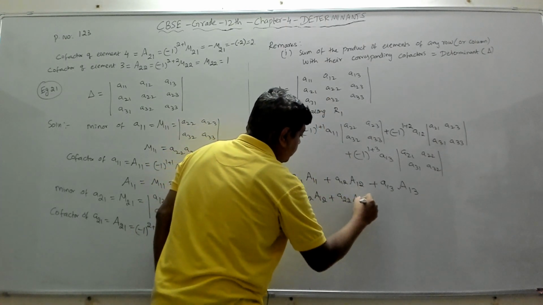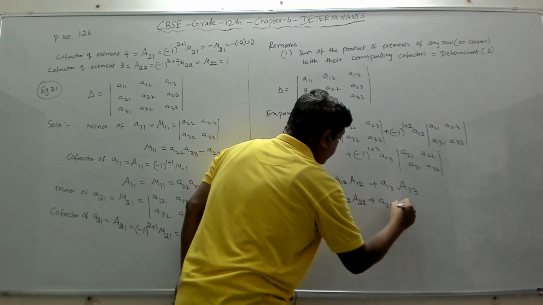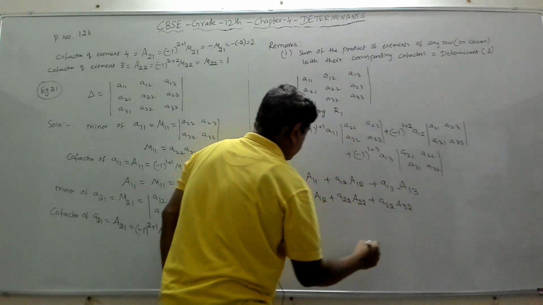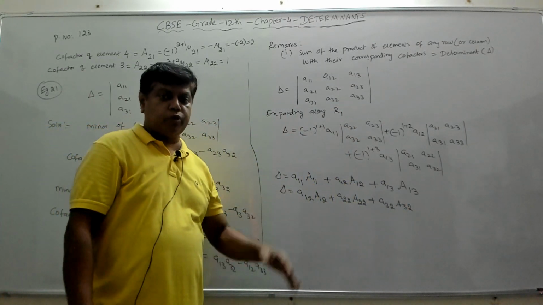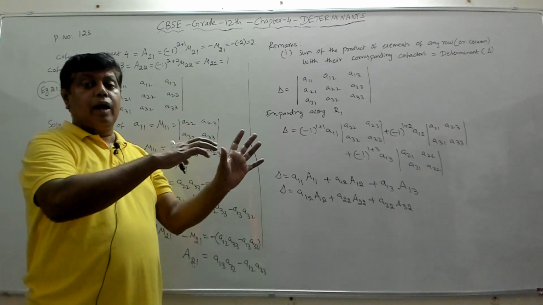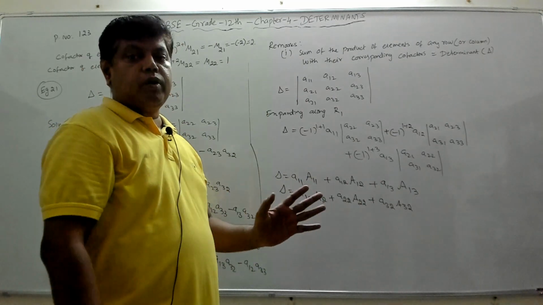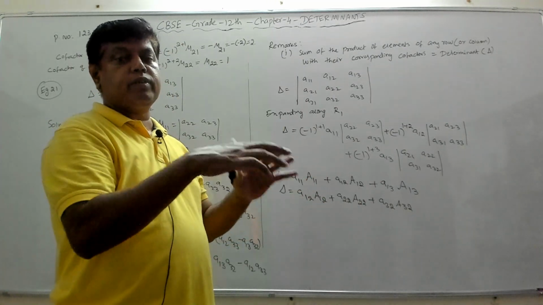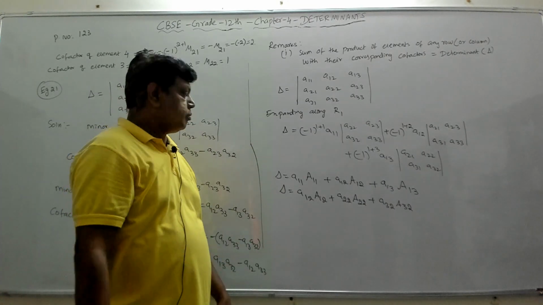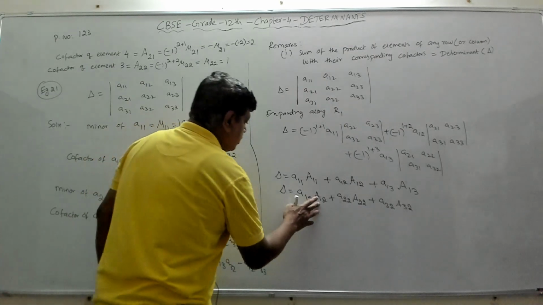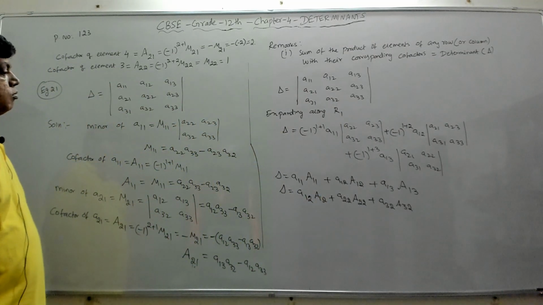A22 into capital A22 plus A32 into capital A32. That will also be equal to the value of the determinant delta. Similarly, any row, any column, if you take that particular row's elements and its corresponding cofactors, and then find the sum of the product of the elements of the row and its corresponding cofactors, that will be equal to the value of the determinant. Fine? So this is one remark.